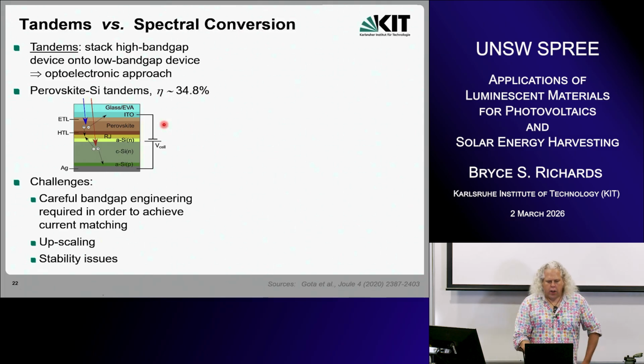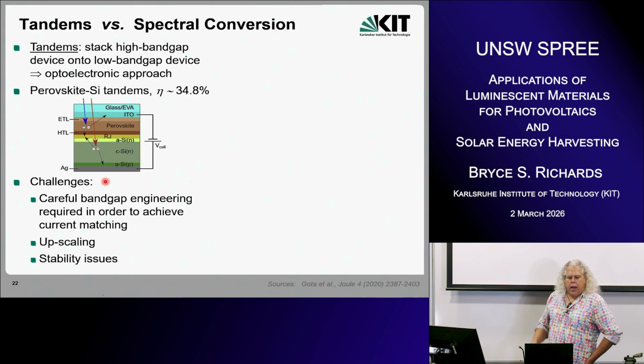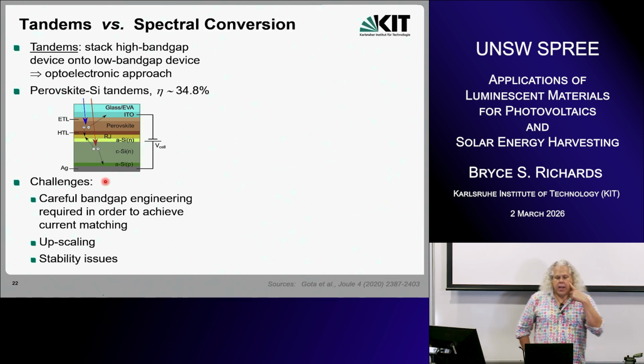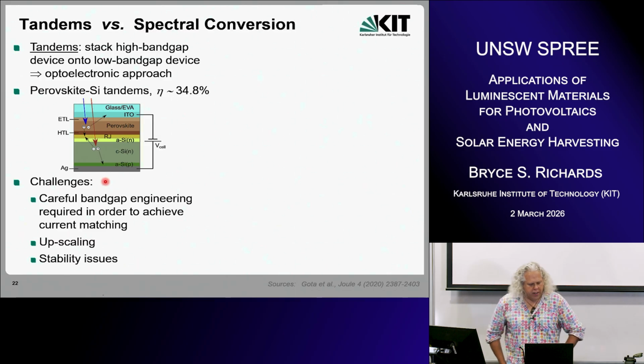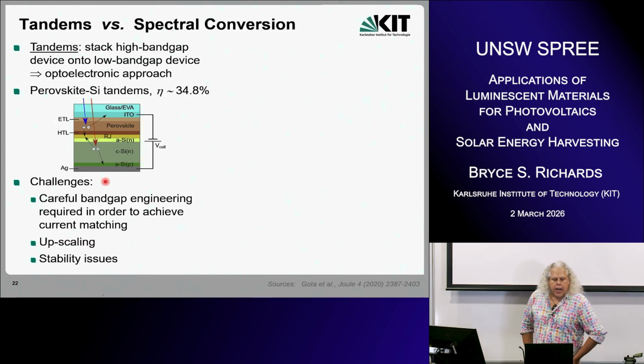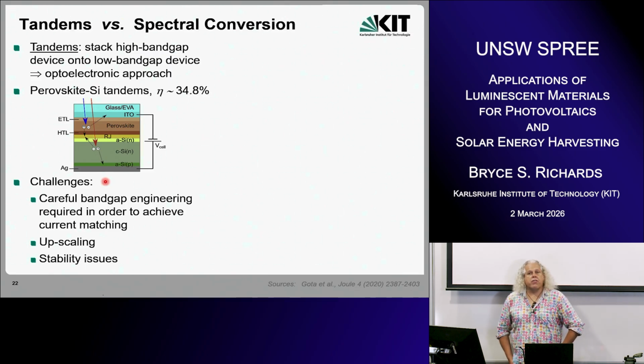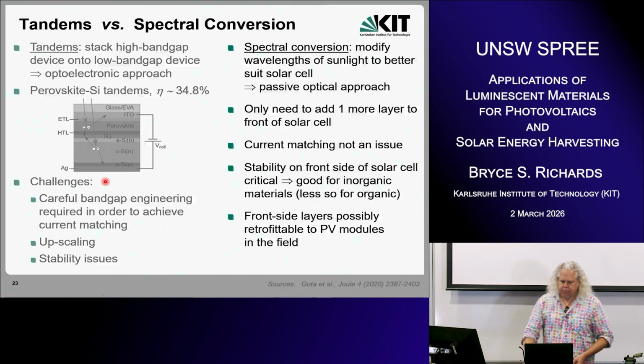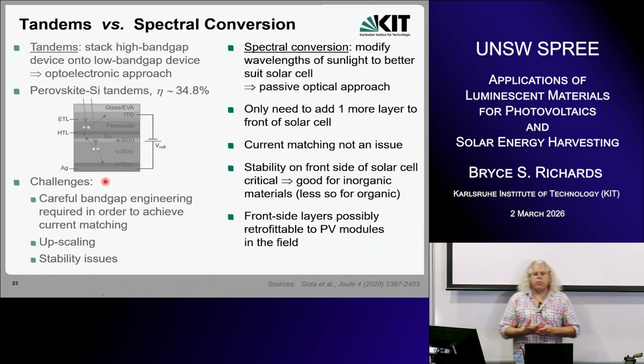So here, although the efficiencies are very encouraging, there's careful bandgap engineering required, or engineering of the whole cell, because typically these are connected in series. Upscaling remains a bit of a challenge for the perovskites, although there's products coming out now on the market. And finally, I think my biggest concern there is stability issues. So you've got the perovskite solar cell on the front side of your stack, and it will be seeing all the high energy light. And then if we kind of contrast that with what would be possible with spectral conversion.